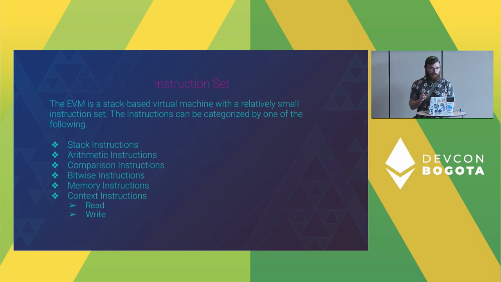Comparison instructions tend to compare two values and then push zero if it's false or one if it's true. Bitwise instructions have to do with bit shifting and other really cool stuff. Memory instructions are going to be interacting with the memory in the EVM, which we'll get into more on that page. And then contextual instructions, which are like reading and writing to the environment, to storage, and other things like that.